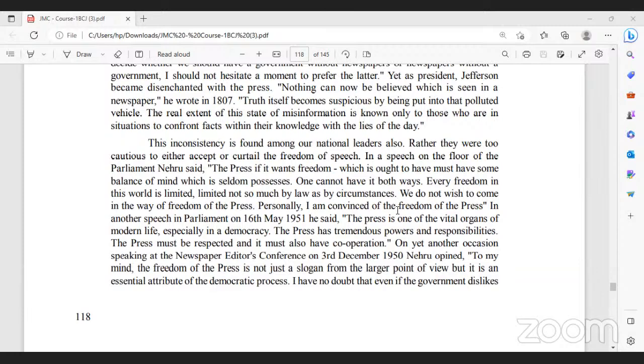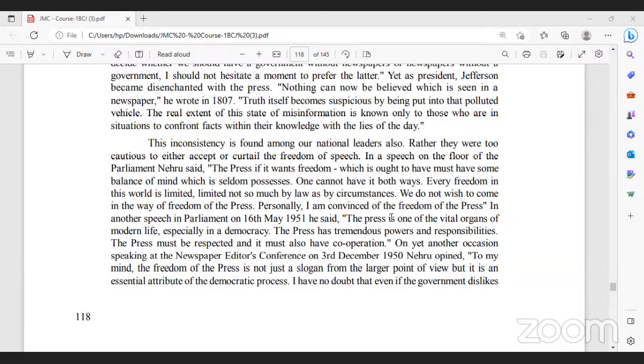So he states that he does not wish to come in the way of the freedom of the press, but personally he felt that the freedom of the press should exist, but at the same time it has to have certain limitations.